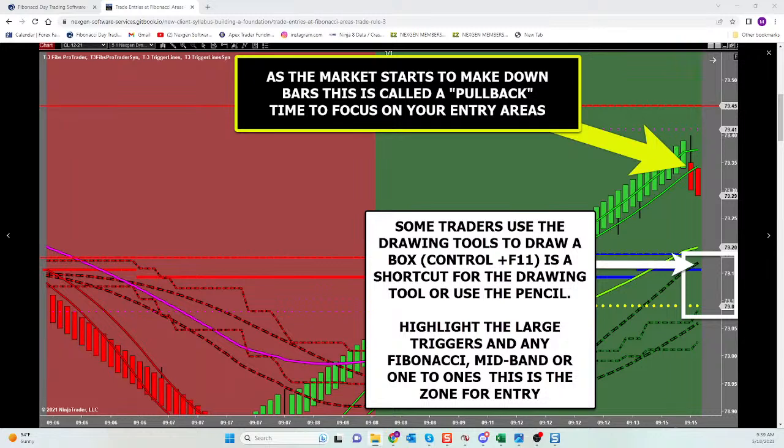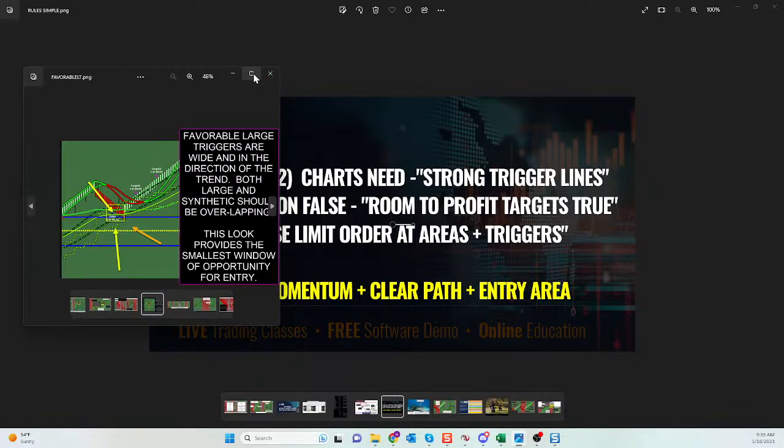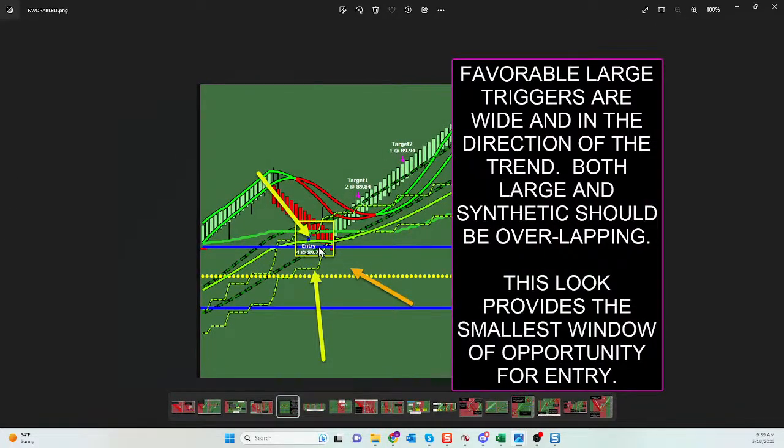Areas for the high probability trend trade, guys, are really any trend trade. Can be Fibonacci support or resistance, a mid band, or yellow 1-to-1s. But there's a caveat there, is they need to be inside of favorable large triggers. Favorable large triggers are wide in the direction of the trend, guys. Favorable large triggers are strong. They're overlapping, one on top of the other.